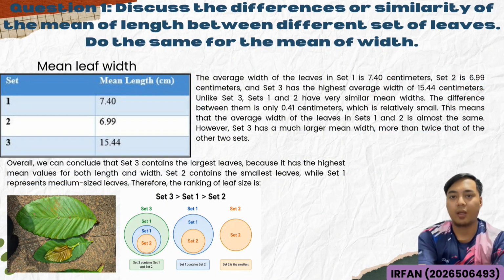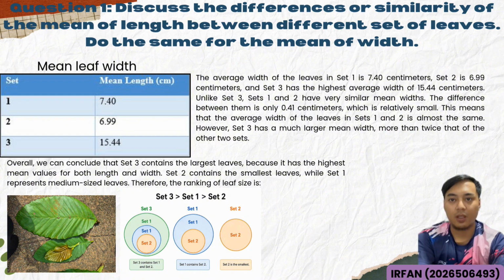Now, let's look at the mean leaf width. The average width of the leaf in set 1 is 7.40 cm. Set 2 is 6.99 cm. And set 3 has the highest average width of 15.44 cm. Unlike set 3, set 1 and 2 have very similar mean width.